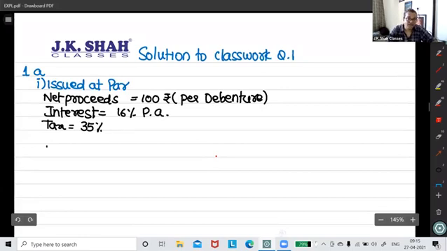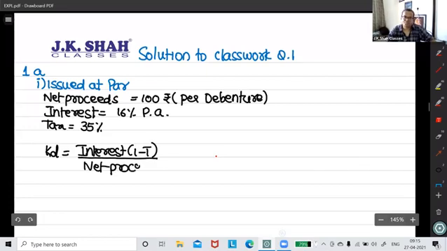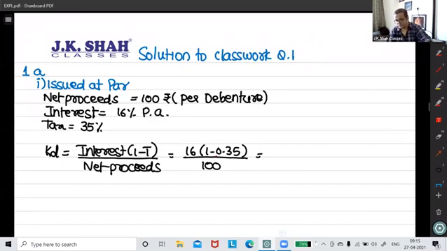So how will we calculate KD? Interest into 1 minus T upon net proceeds. Guys, interest would be 16 rupees. 1 minus 0.35 upon net proceeds 100. 16 into 0.65.